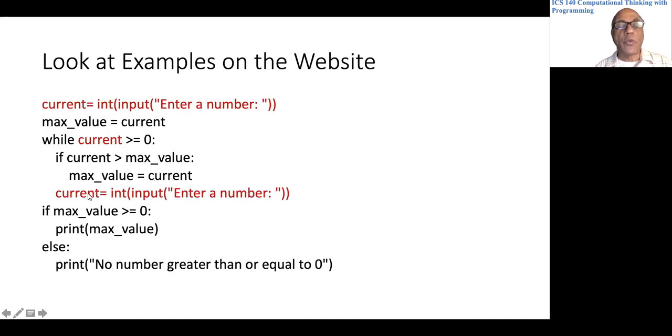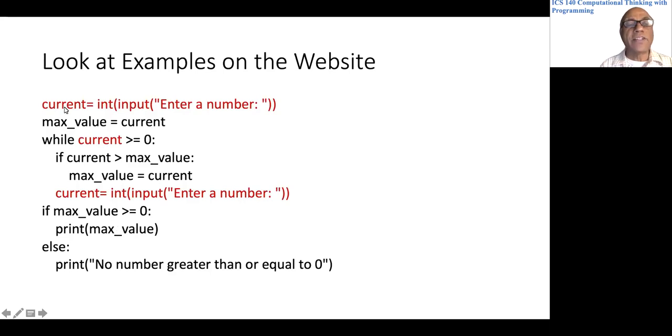So this will not be changed, and you will ask for current again. And suppose now we enter -1. -1 is not greater than or equal to 0. So this will quit the loop. And max value is 4, greater than or equal to 0. So it will print 4.